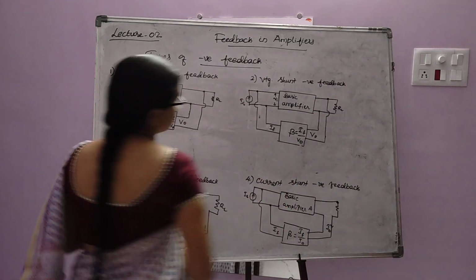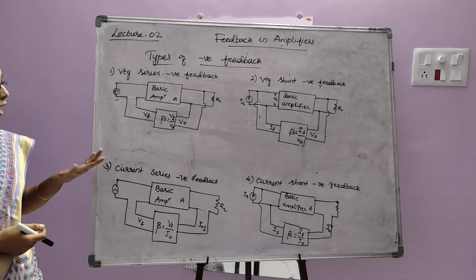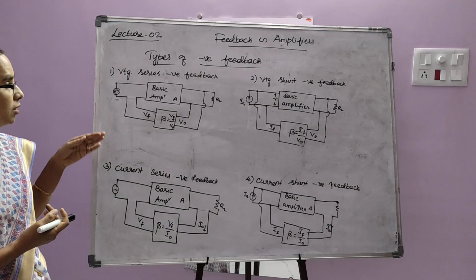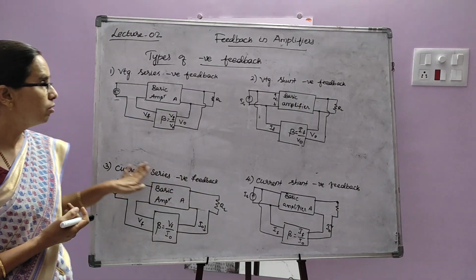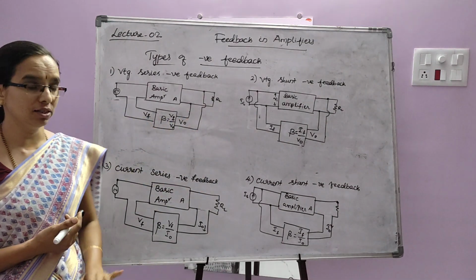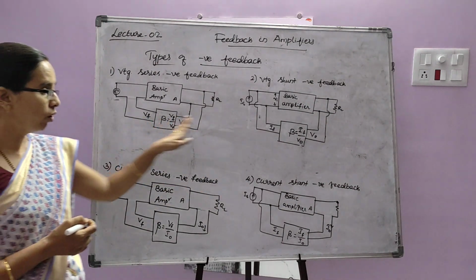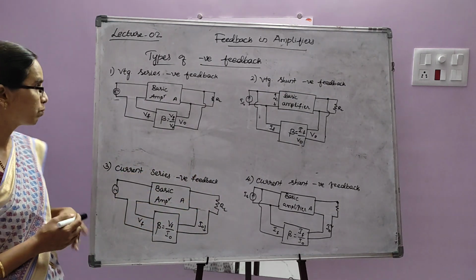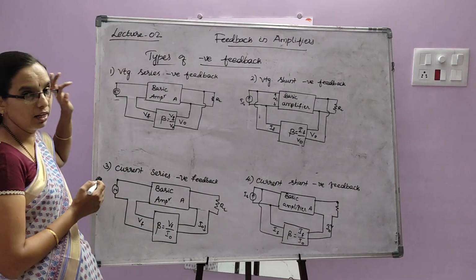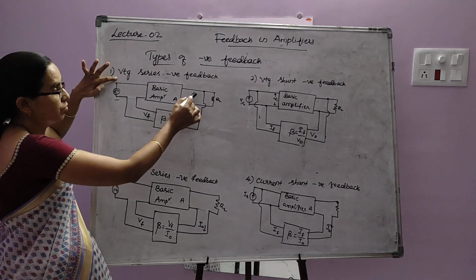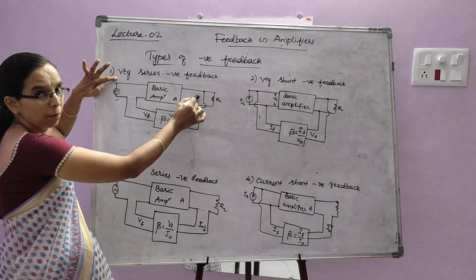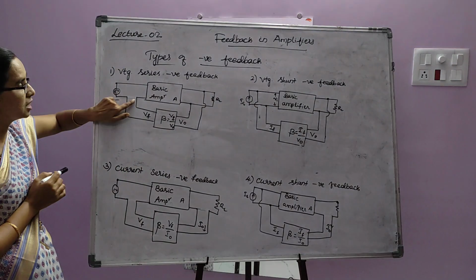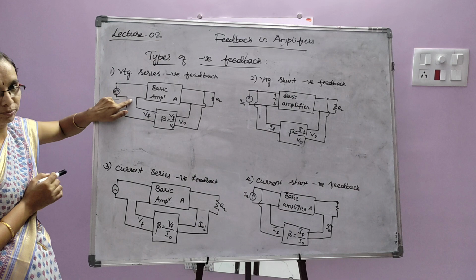Okay, students, these are the four types of feedback circuits, the block diagrams of the four types of negative feedback connections. I have drawn them on the same screen so that you can distinguish. In voltage series negative feedback, we are taking a voltage sample and connecting it in the form of a series connection. Series connection will be like this.